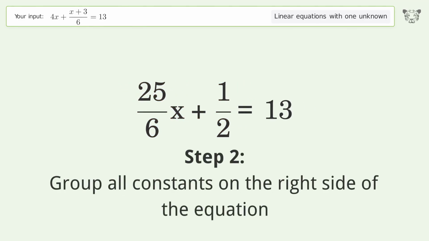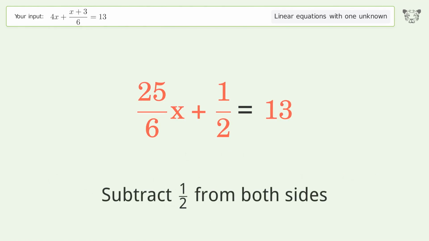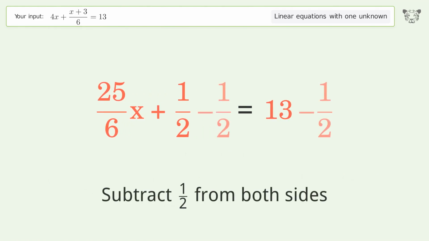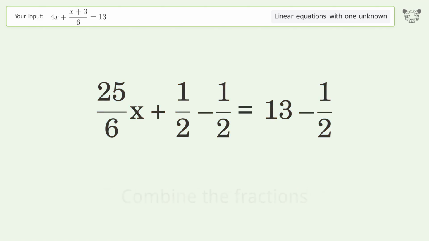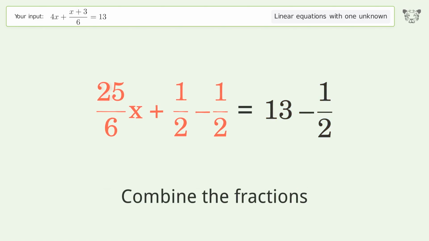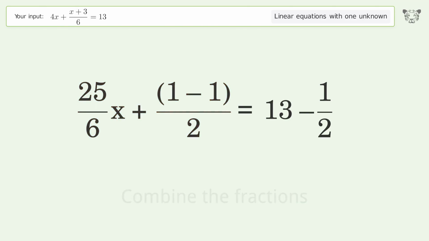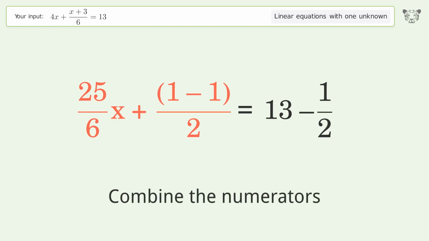Group all constants on the right side of the equation. Subtract 1/2 from both sides. Combine the fractions. Combine the numerators.